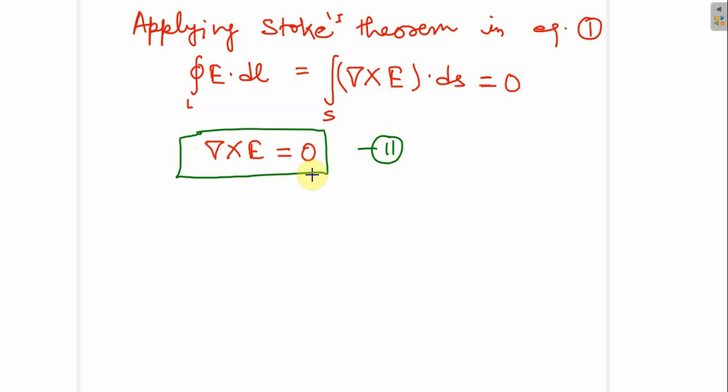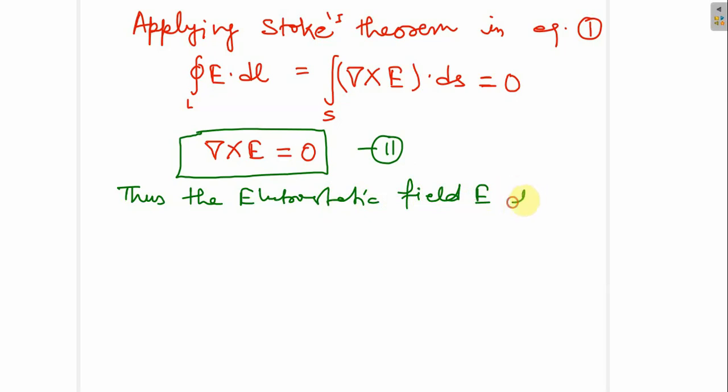Now the electrostatic field is a conservative field. Since the curl of this E is 0, and if the curl is 0, then we call it conservative. Thus the electrostatic field E is a conservative field.